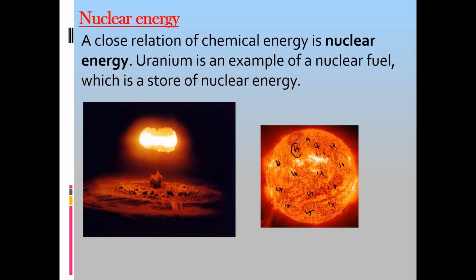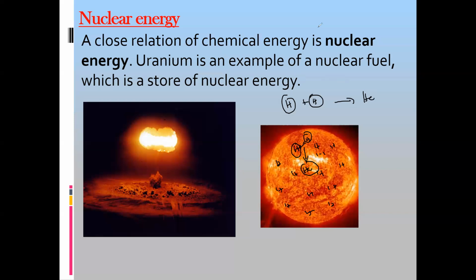When these hydrogen atoms join with each other, they form a helium atom, a heavy atom. So what do we call this nuclear reaction, when lighter atoms join to form a heavy one, fission or fusion? The lighter hydrogen atoms join to form a heavy one. When lighter atoms join to form a heavy one, this is called nuclear fusion.